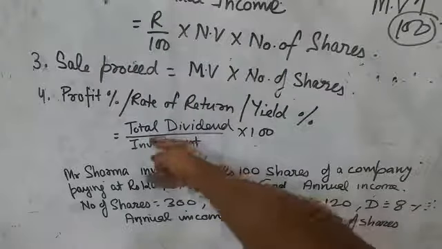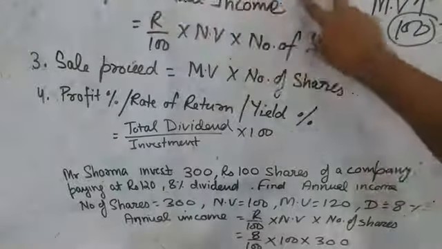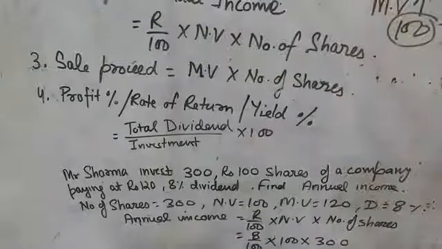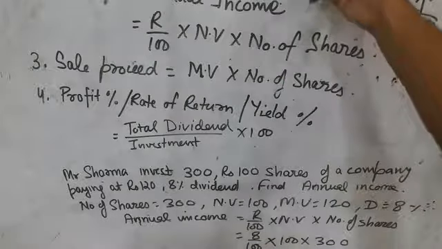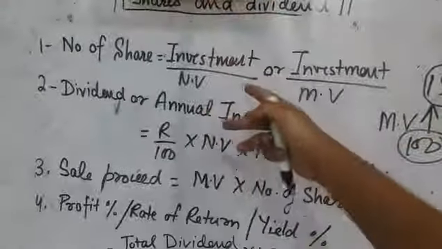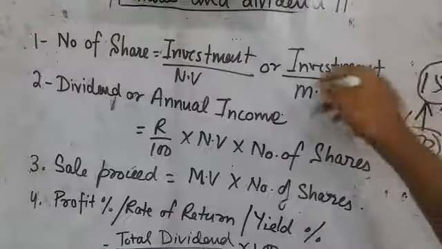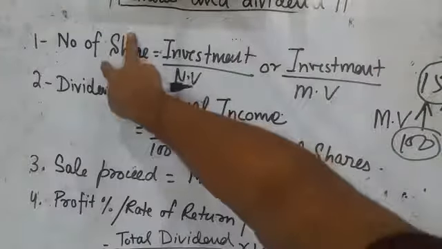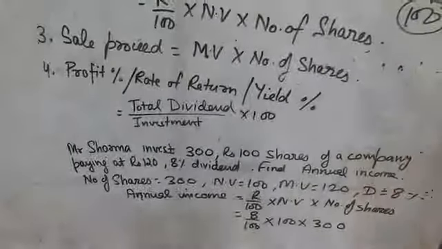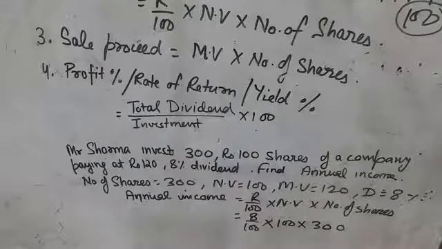Investment, how to calculate the investment? Investment is number of share into market value. Now, suppose we have to take out the investment. Number of share is equal to investment upon market value. So, investment is equal to market value into number of shares. So, this way we calculate the investment. Clear? So, total dividend upon investment into 100.